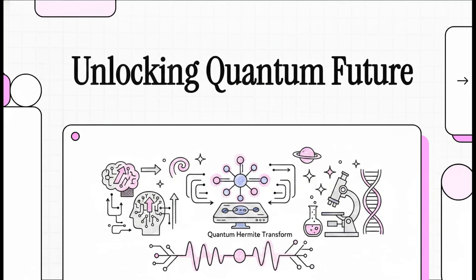I am absolutely thrilled to have you here today because we're about to walk through a mathematical breakthrough that, honestly, might just reshape the entire future of computing. Now, if you've been following the tech world, you know quantum computing is always hyped as the next big thing, right? But today, we're looking at a specific, concrete tool that researchers just developed to actually turn that potential into reality. It's called the Quantum Hermite Transform.